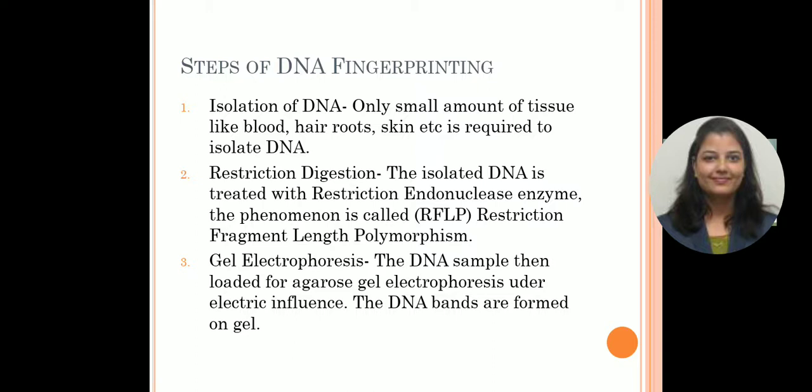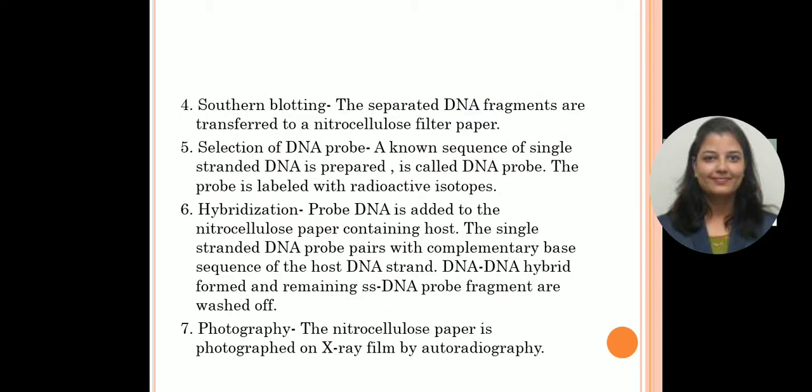Number three is gel electrophoresis. Then the DNA sample is loaded for agarose gel electrophoresis under the electric influence, and the DNA bands are formed on the agarose gel. Fourth step is Southern blotting. The separated DNA fragments are transferred to a nitrocellulose filter paper. Then fifth is selection of DNA probe. A known sequence of single-stranded DNA is prepared, which is called a DNA probe. The probe is labeled with a radioactive isotope.